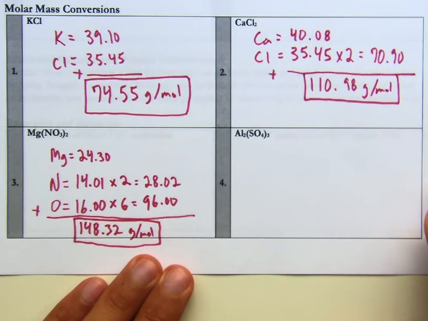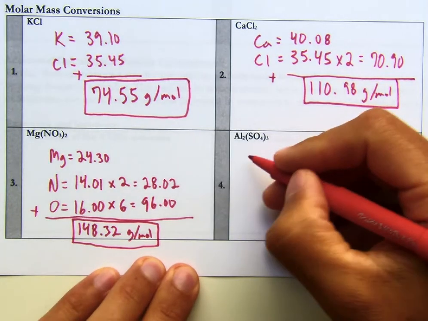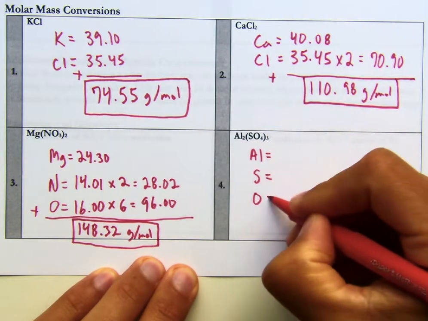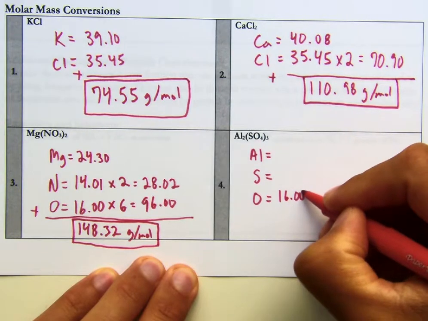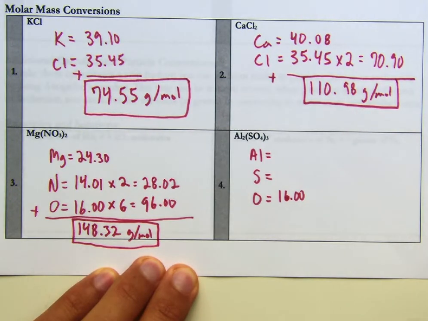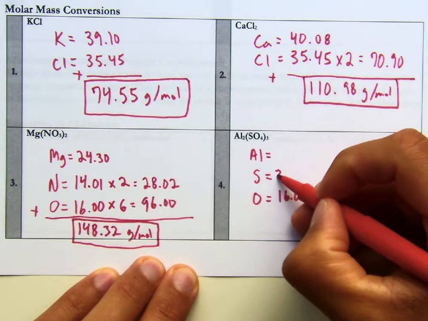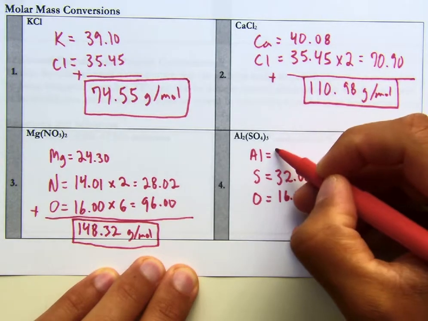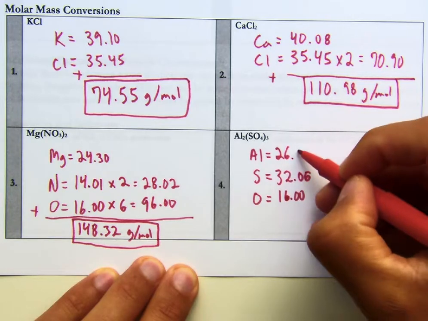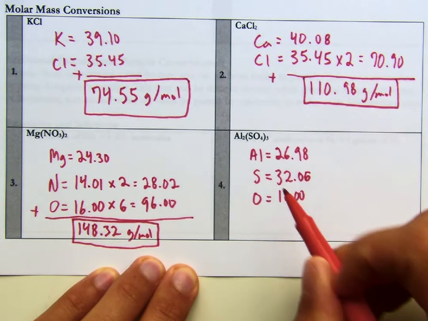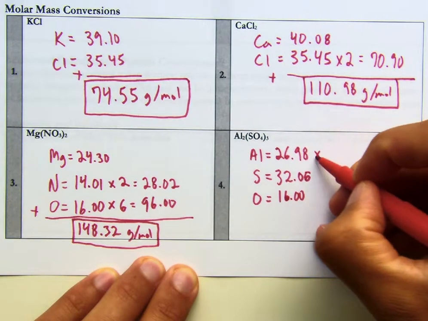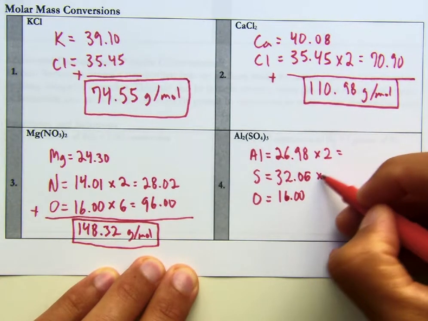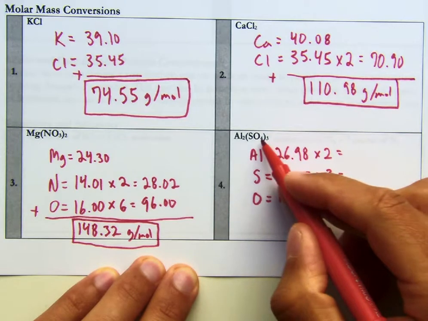All right. Next problem, we have aluminum, we have sulfur, and we have oxygen. Oxygen is 16. Sulfur is 32.06 or 07, depending on your periodic table. And then aluminum is 26.98. Okay, now we have 2 aluminums, so that's times 2. We have 3 sulfurs, so that's times 3. And we have 12 oxygens.